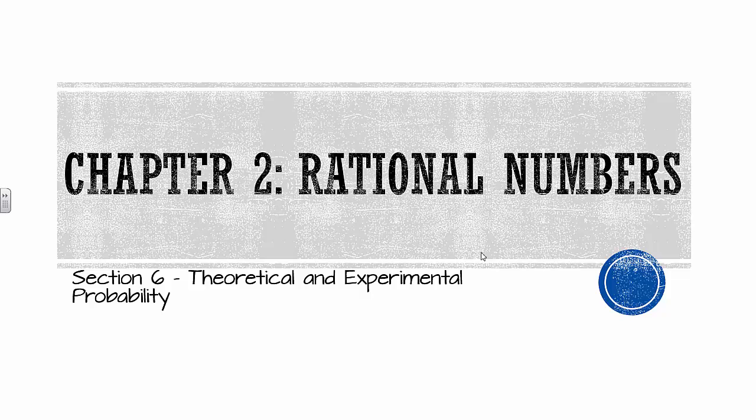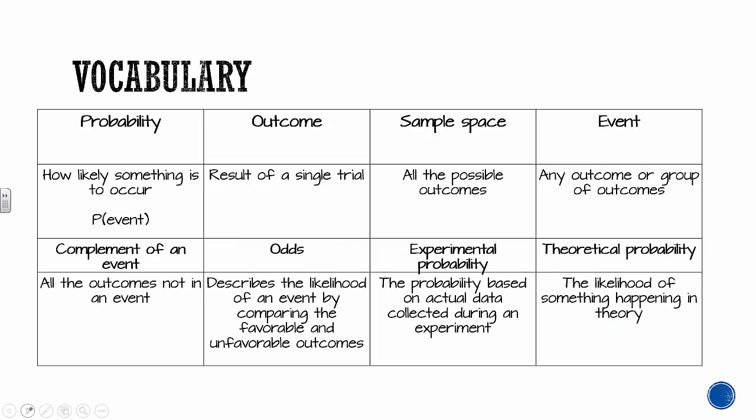Chapter 2, Section 6 is all about theoretical and experimental probabilities. Only vocab words today, no examples. So probability is how likely something is to occur. And we have a symbol that we use for probability. It's just a capital P. And then we put parentheses around whatever the event is.